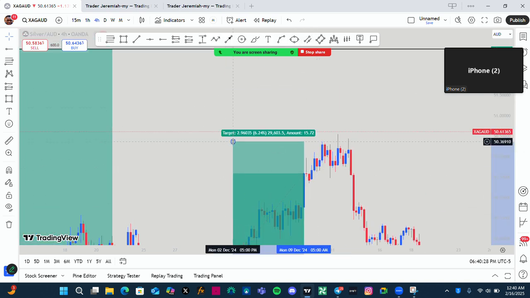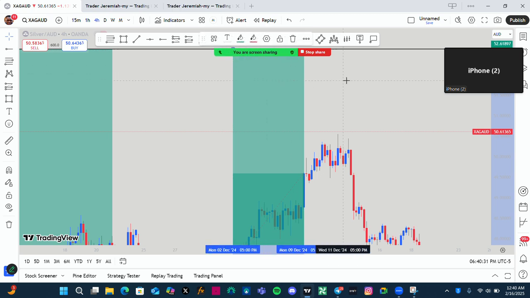Your take profit will still be this area. There's nothing that's going to change.